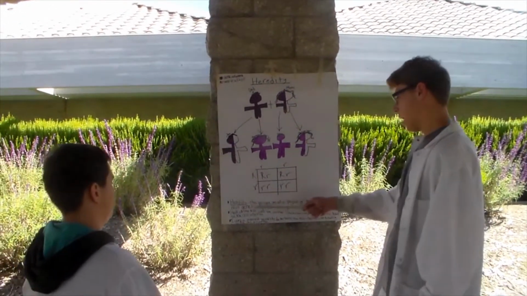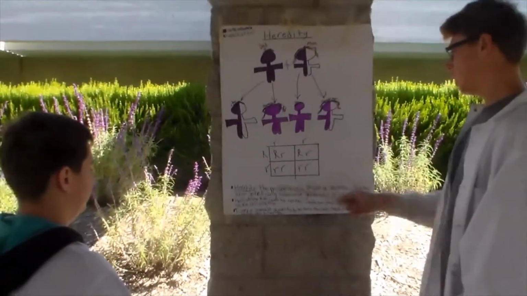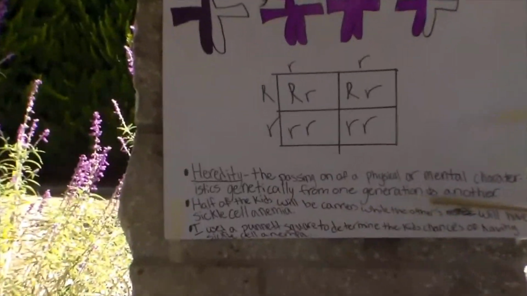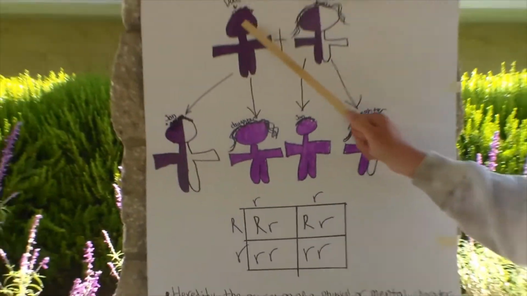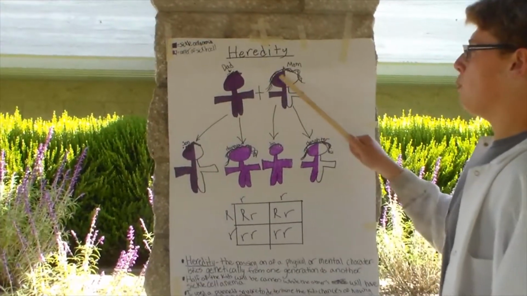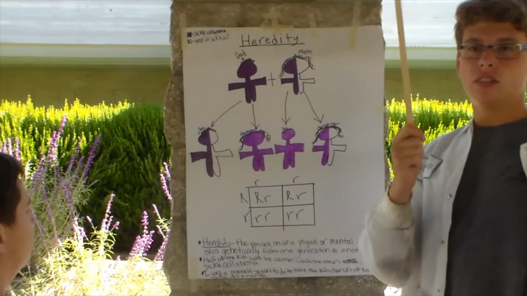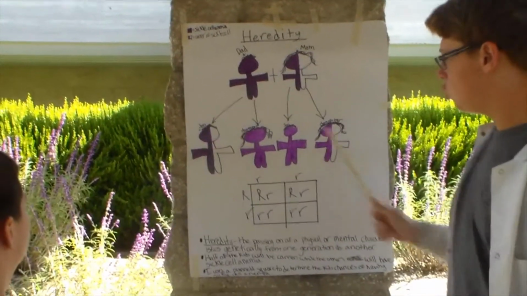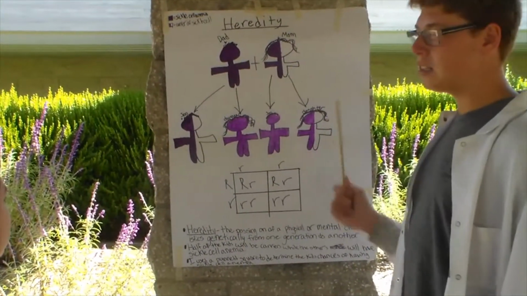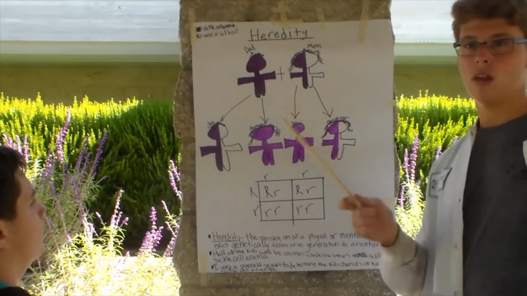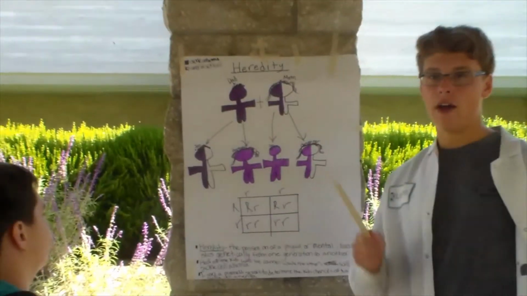Heredity is the passing on of physical or mental characteristics genetically from one generation to another. As you can see from the diagram, the dad has full-blown sickle cell anemia, while the mom is only a carrier. And the disease is passed down from the parents to the children. Both parents need to have it for the kids to have it. The husband and wife have 4 kids.